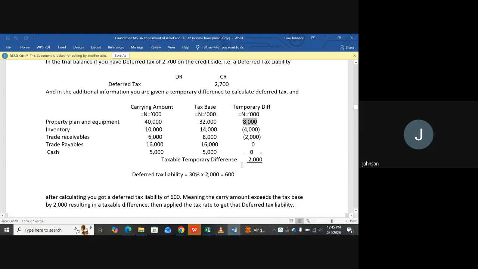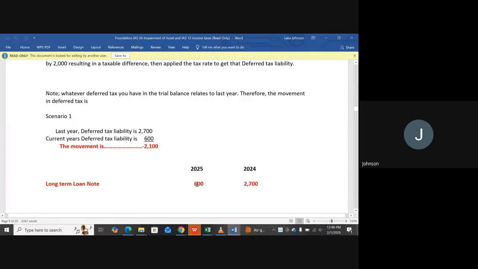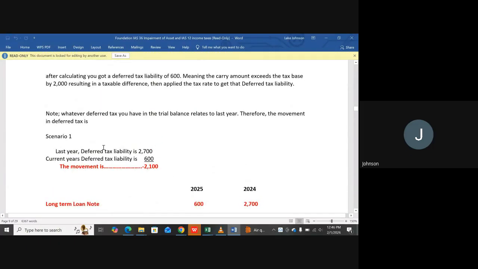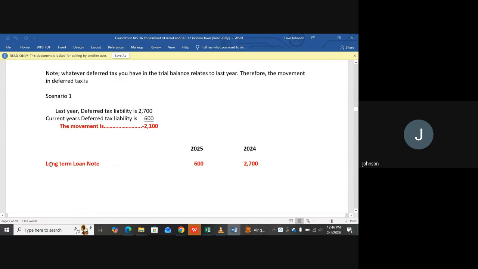So this 2,000 now, is it positive or negative? It's obviously positive. Now, because it's positive, it's going to give us a taxable temporary difference. So this taxable temporary difference, when you multiply by the tax rate, you are going to get a deferred tax liability. So we now come over to our T table, right? If we are to check the movement from here, you put 2024, you put 2025, both of them are liability.